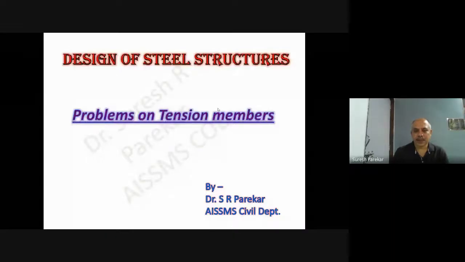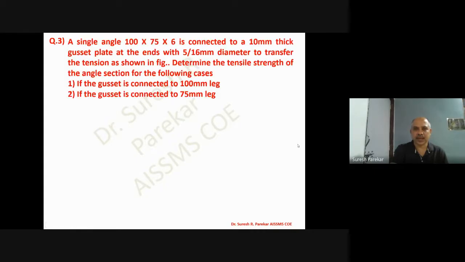Now we will see one problem on tension member, and that is for an angle section. We have seen two problems for plates, one with chain bolting and another with staggered bolting. Now we will go with one angle section problem with bolted connection.